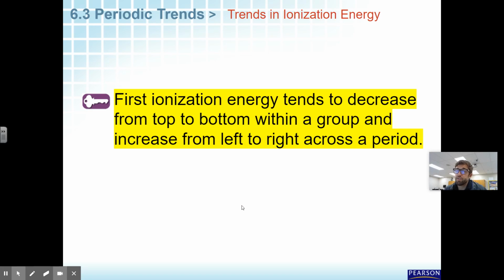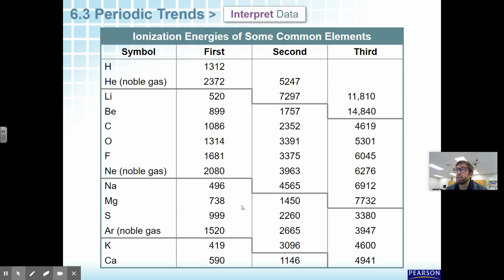So here's the trend. First ionization energy tends to decrease from top to bottom. So it is the opposite. This one is the exact opposite of atomic radius from yesterday. So ionization energy decreases from top to bottom and increases left to right across the period. Okay, opposite from yesterday, but let's talk about why this is.